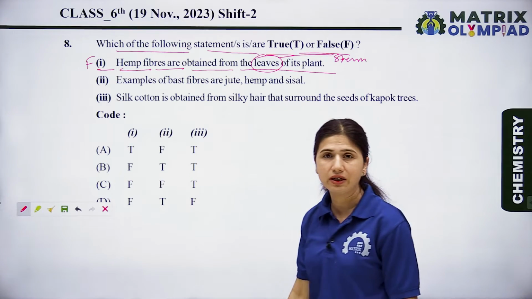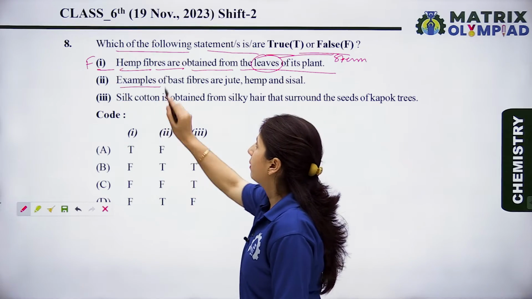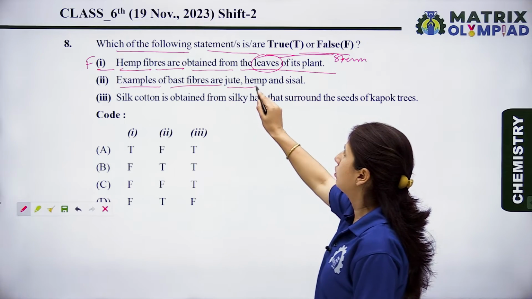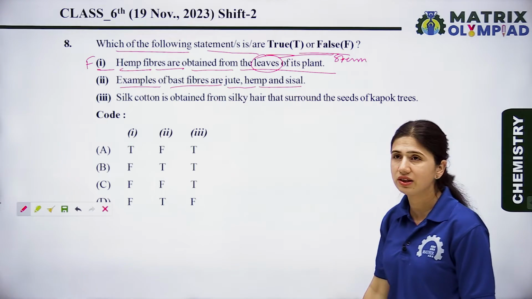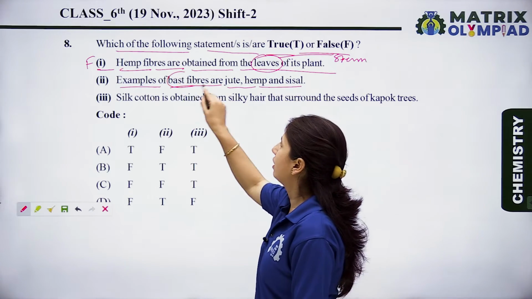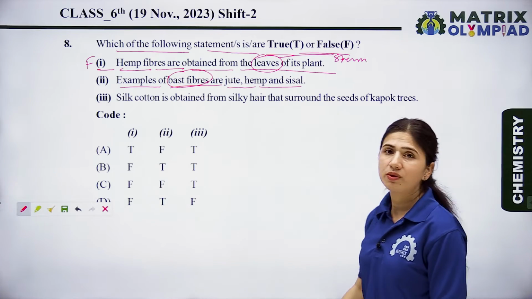Now let's see the second. The second is, examples of bast fibers are jute, hemp, and sisal. Generally, bast fibers are the fibers which are obtained from the stems.